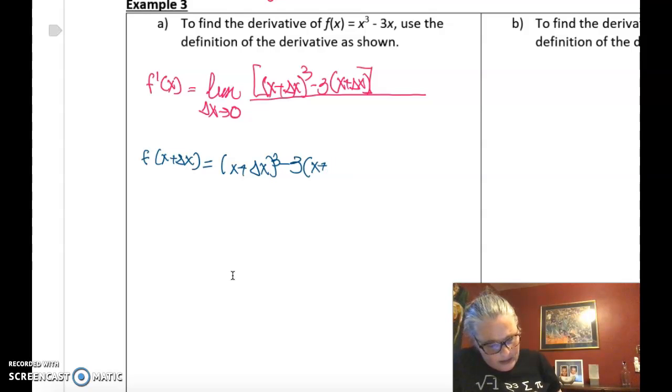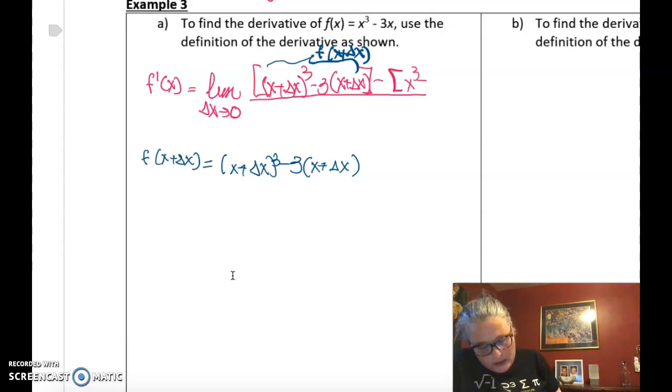Here we are. Delta x, like that. So that's what I'm putting in for all of this whole mess here. That's f of x plus delta x. And then we have to do minus f of x, which is x cubed minus, not 2x, 3x here. Let's fix that. 3x. So, like that, all over delta x.